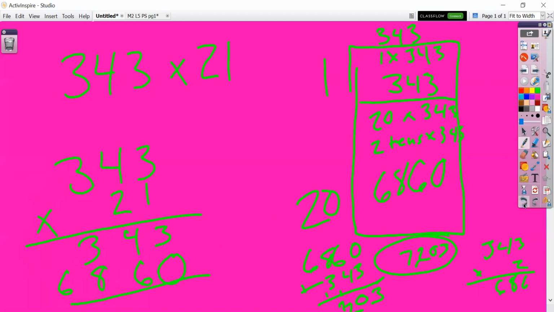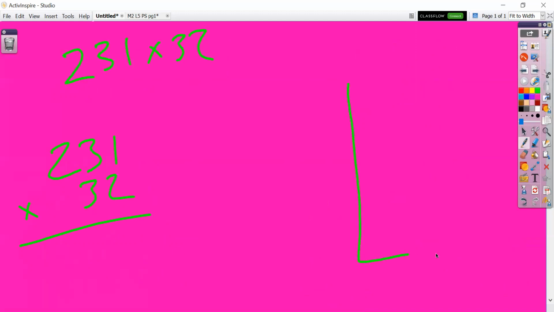Let's see if I stacked and added correctly. 7,203. Perfect. All right. Let's actually do this one step by step. So 231 times 32. Let's restack it. I'm going to try to move really fast on this one, so you might have to pause me. Well, we're going to decompose the bottom number. So we're going to decompose 32.